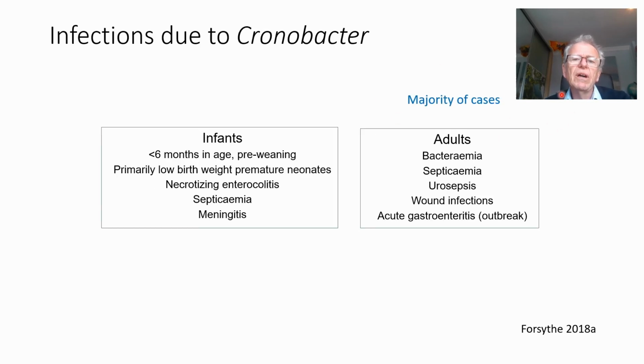Now, with regard to Cronobacter, one hears quite a lot of it with regard to infant infections, but in actual fact the majority of cases are in adults: bacteremia, septicemia, urosepsis, wound infections. There's been one outbreak attributed to food, whereas in infants is where there's a more severe response with regard to infections, and they're primarily in infants who are pre-weaning, those who are less than 6 months in age, especially those that are low birth weight, and the clinical symptoms can be necrotizing enterocolitis, septicemia, and unfortunately even meningitis.